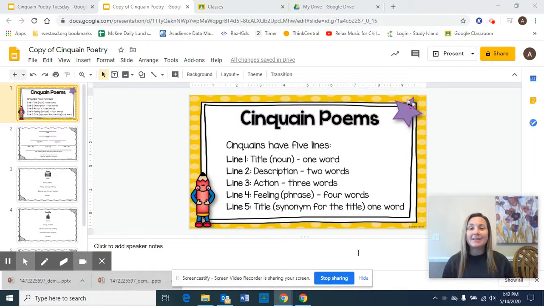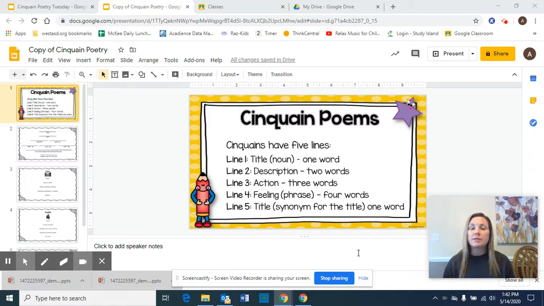Hi, second grade. Today we're going to continue our poetry unit. We are going to do a Cinquain poem today. Now, a Cinquain poem has 5 lines. Line 1 is your title. That's a noun, so it'll be a person, place, or a thing, and it's 1 word.